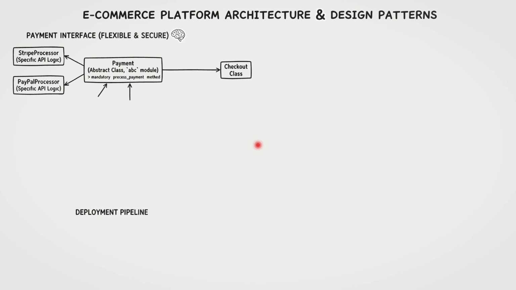Payment processing must be highly secure and flexible, which is why we use a payment interface approach. By utilizing Python's ABC module, we define an abstract payment class that mandates a process payment method. Specific providers like Stripe Processor or PayPal Processor then implement this method with their own specific API logic.